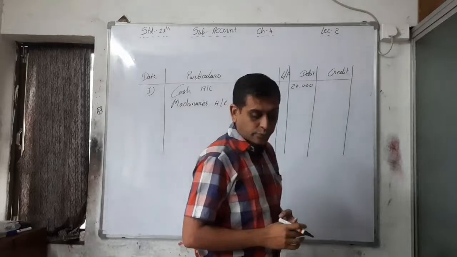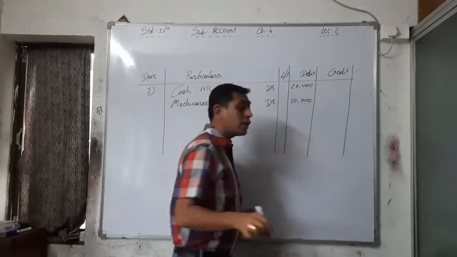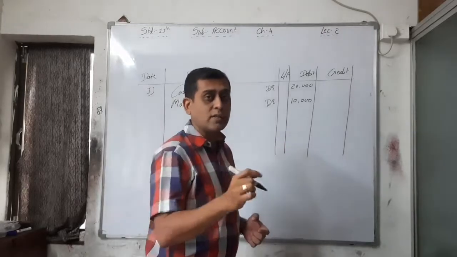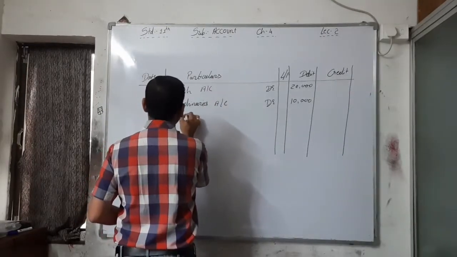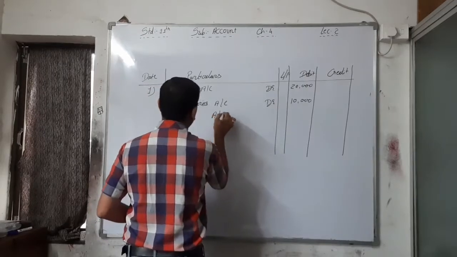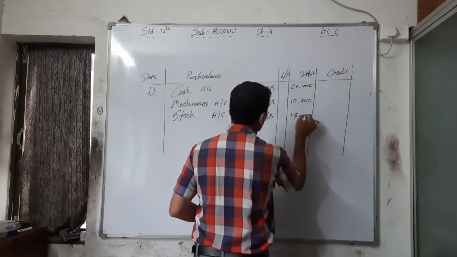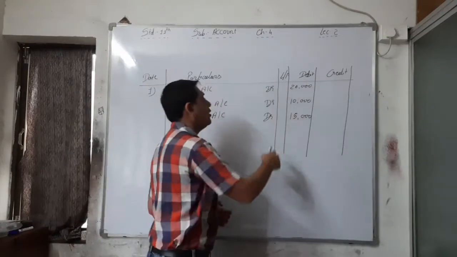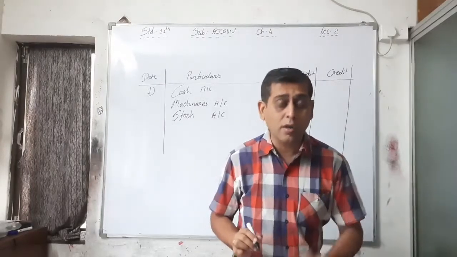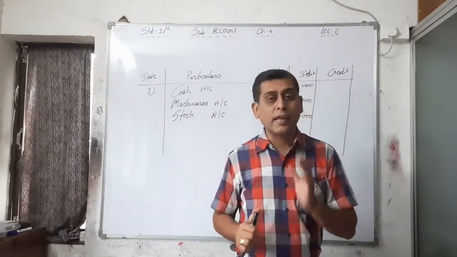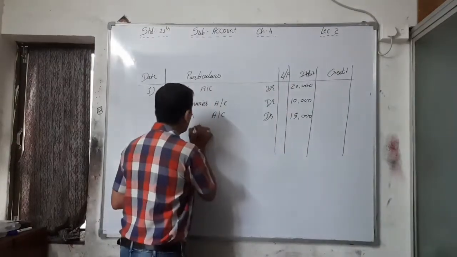With rupees 10,000. And stock is also our asset, that's why it comes into the business, that's why it is debited. So stock account debit with rupees 15,000, and all these are brought by the owner, that's why it is capital, and that's why it is credited to capital account.